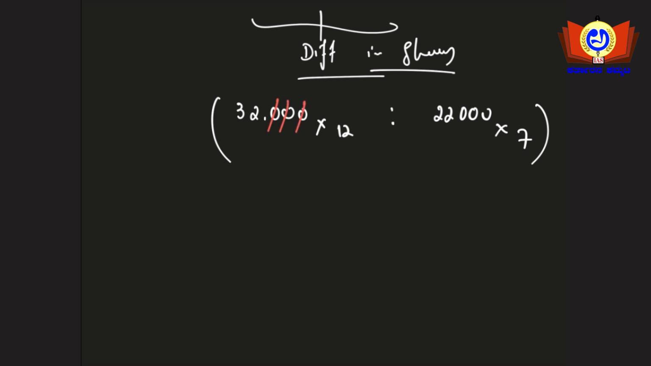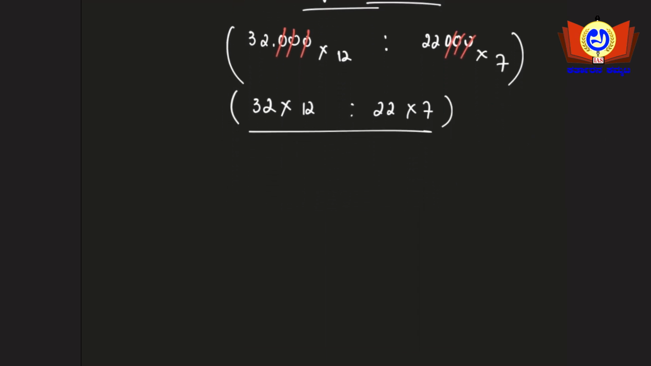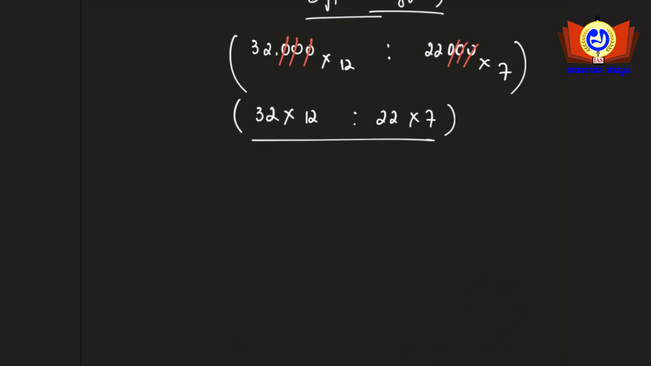This zero, this zero will be cancelled here. So what is remaining here? 32 into 12 and 22 into 7. Okay, so this is the ratio remaining here. See here, and this 12 can be cancelled, right? This 12 goes, and 22 goes in 6 to 2 stable. 2 sixes are 12, so 32 into 6 will be 192, and 11 into 7 is 77. So this is the ratio here.